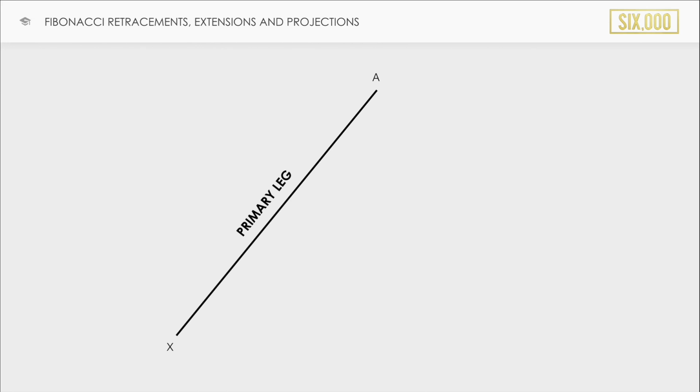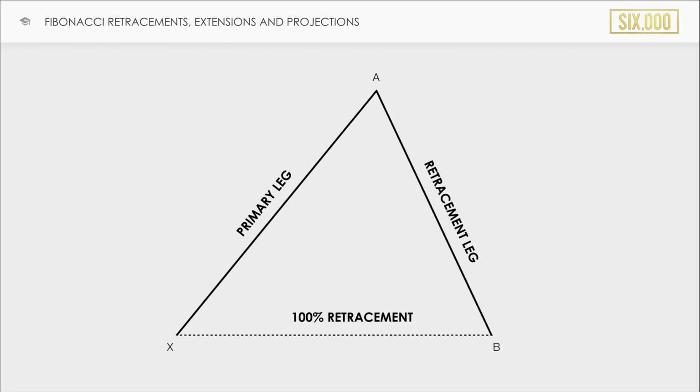So you've got X to A. Again, I'm just using these very basic letters to keep it simple for you guys. So we've got X and A. You're measuring from X being the low to A being the high. Okay, so this is your price move you're measuring. And we have B, which is the retracement leg. And in this situation, this would be a 100% retracement. So you can see here, B returns back to the same price level as X.